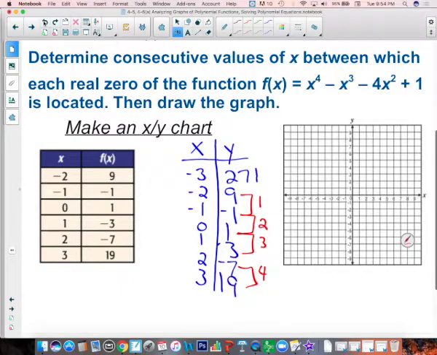So I'm going to plot my points. I'm going to use the nice one. So -2, 9 up there. -1, -1, so down here. 0, 1. 1, -3. 2, -7. And 3, 19. So that's just going to be kind of up there.